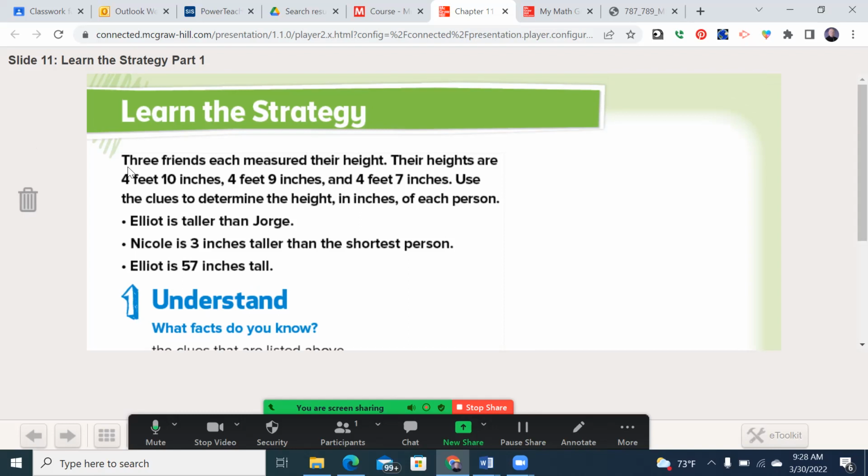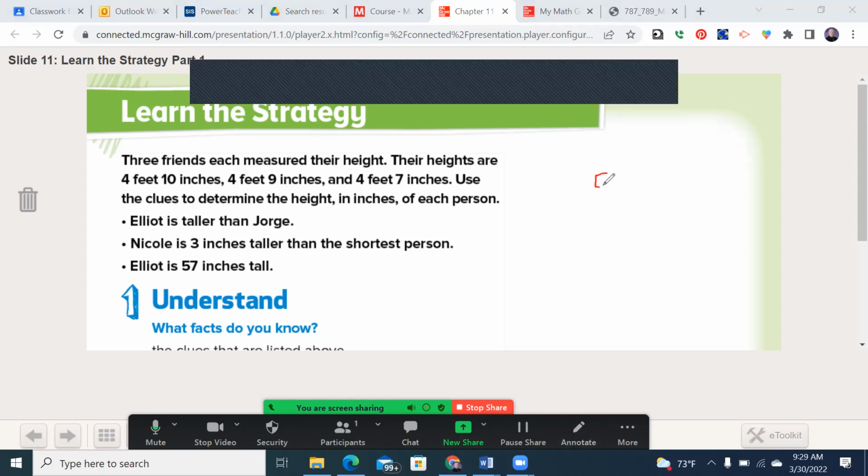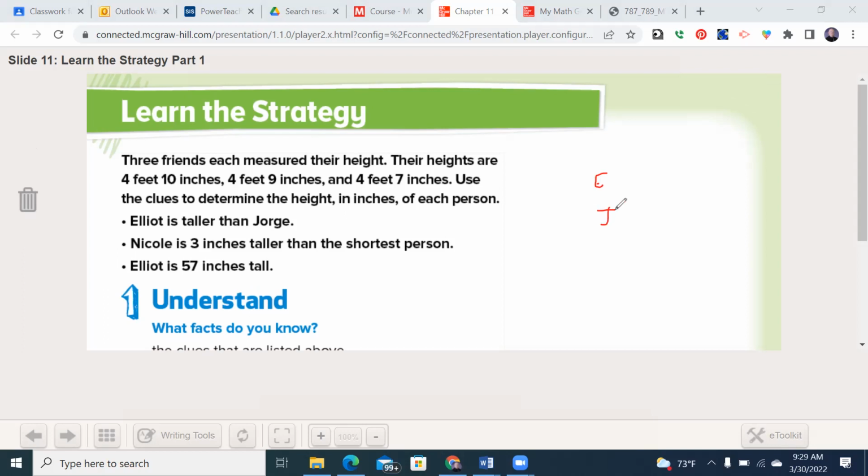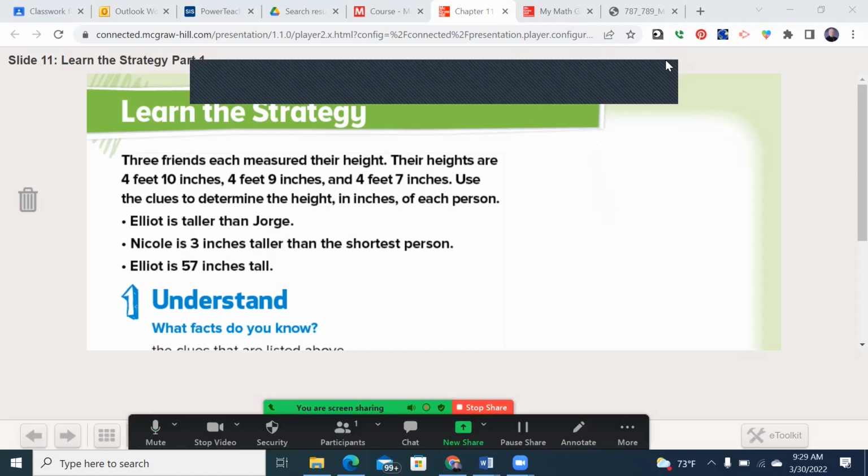So we know that first, Elliot is taller than Jorge. So if in order, I could start going E and J. Nicole is 3 inches taller than the shortest person, which we know is Jorge. So all of a sudden, we now start to get the answers here. I also know that 57 inches is, actually, we're gonna have a problem there, because 57 is 4'9", so that's gonna match with Elliot. 3 inches taller than that, but put Nicole right up here. But yeah, I gotta think these ones through, or you'll make a lot of mistakes, like I just did there.